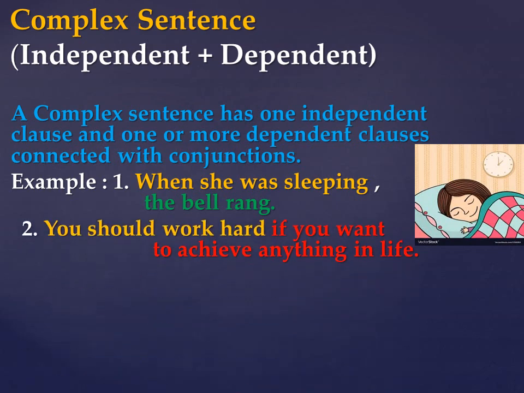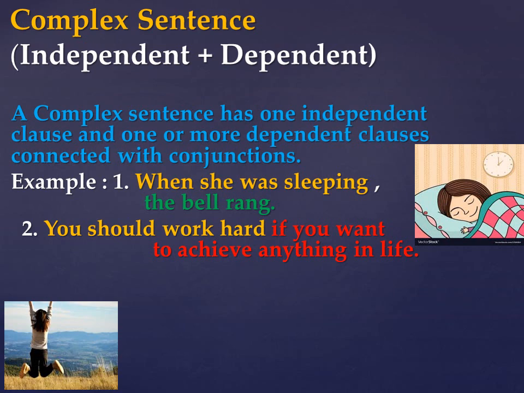Number 2, you should work hard if you want to achieve anything in life. You should work hard. This is the principal clause. And if you want to achieve anything in life, it's a subordinate clause, because if I say it like this, if you want to achieve anything in life, it's not complete, right? If I say only this much, we cannot have a complete sense. It is complete with the yellow part. You should work hard if you want to achieve anything in life.